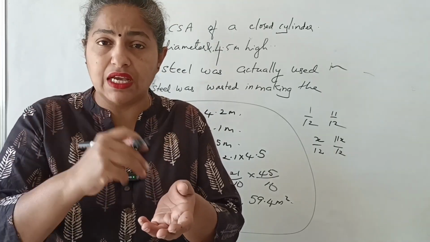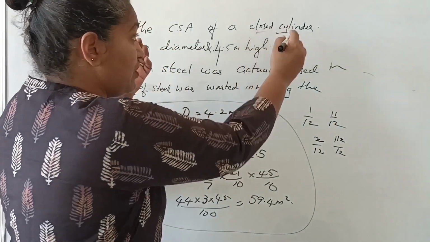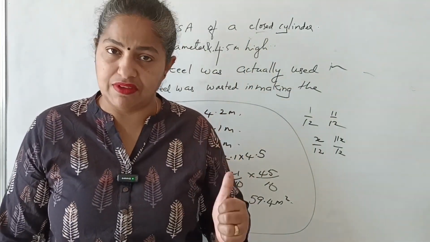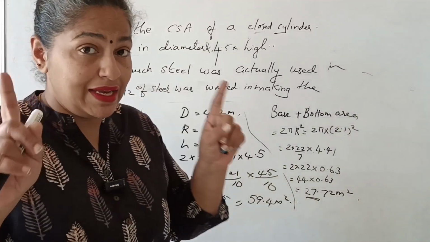Now 11x by 12 was used in making the entire cylinder, not just the curved surface area, the curved surface area plus the bottom plus the top, because it is mentioned that it is a closed cylinder. So let us calculate now the total surface area of this given cylinder. So you can see that I have found the base and the bottom area by using the formula 2 pi r square. So 2 pi into 2.1 the whole square. So I will be getting 27.72. That is my end areas.